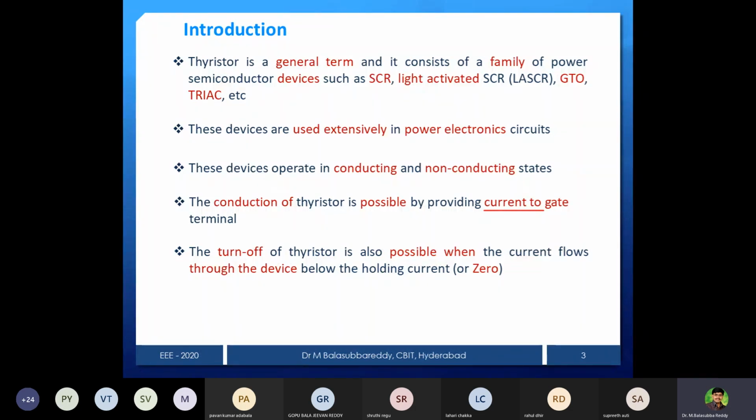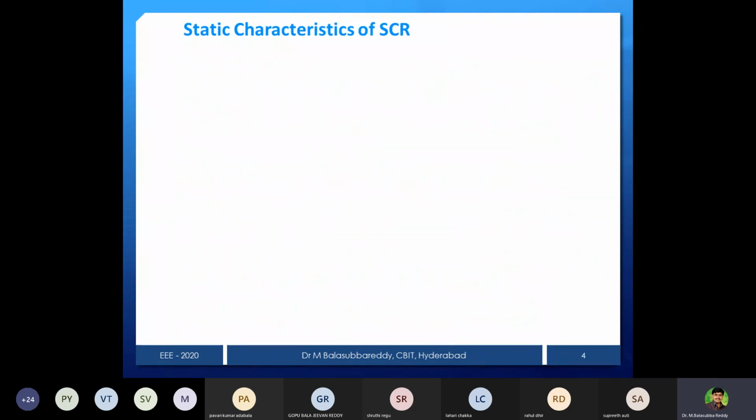That's why, generally, in all conventional terminology we will use 0 only in the general case. It means to turn off the device, the current passed through the device is below the holding current, or 0. When the current is 0, then automatically it is going to turn off. And it is most used in power electronic circuits, as already mentioned.